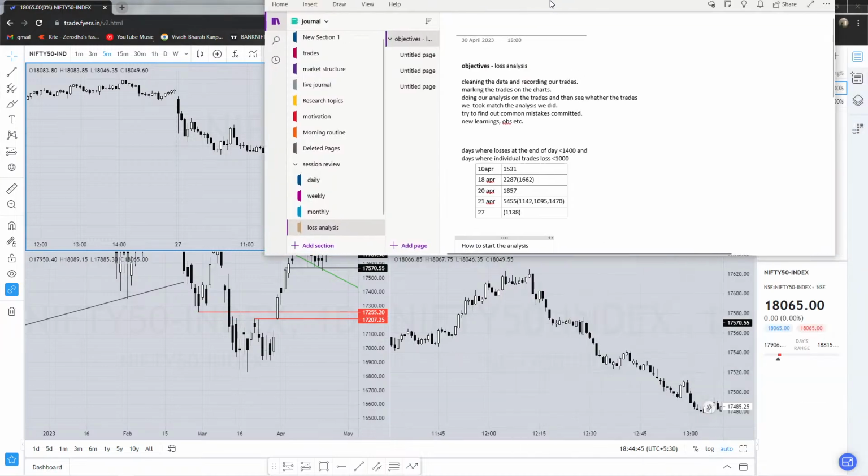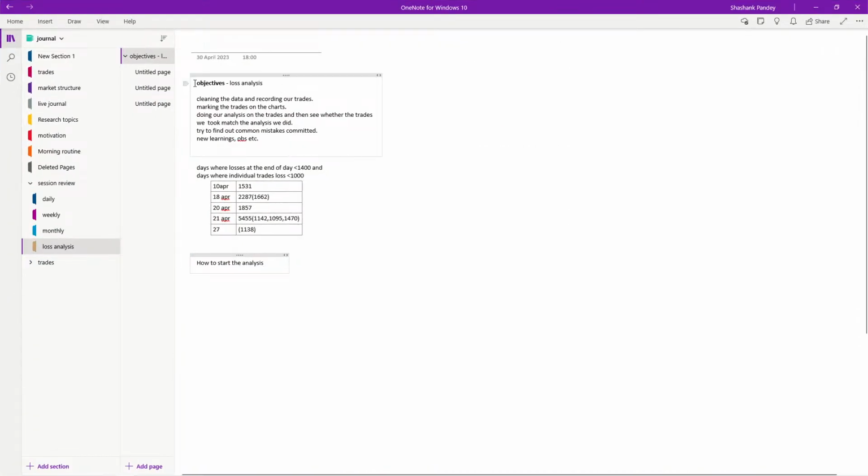here's the note for the starters. This is the page where I keep my records. This is a journal, an online journal. It's free of cost, OneNote for Windows 10. Let's see. Objectives is our loss analysis for the month of April.